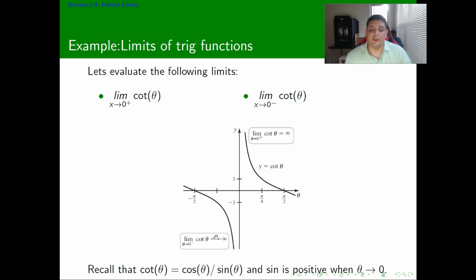In particular, recall that cotangent is cosine over sine, and sine is positive when theta goes to 0. That's something that can help you see where the sine is going. So the denominator is always going to be positive. Maybe the top is what is going to tell you if it goes to positive or negative. And so instead of checking the full cotangent, you might be able to just check the cosine and be done with that.